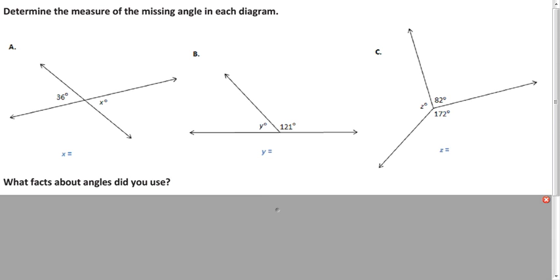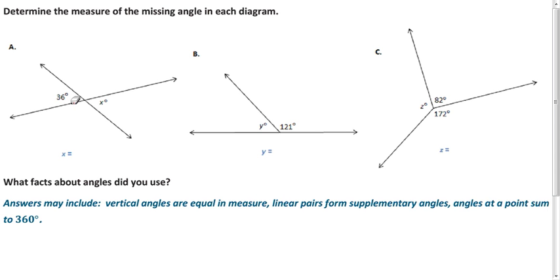So in letter A, these are vertical angles. These are all the cheats. Vertical angles, so they have the same measurements. Here we have supplementary angles, so they add up to 180. And here they're at a point, so they add up to 360.